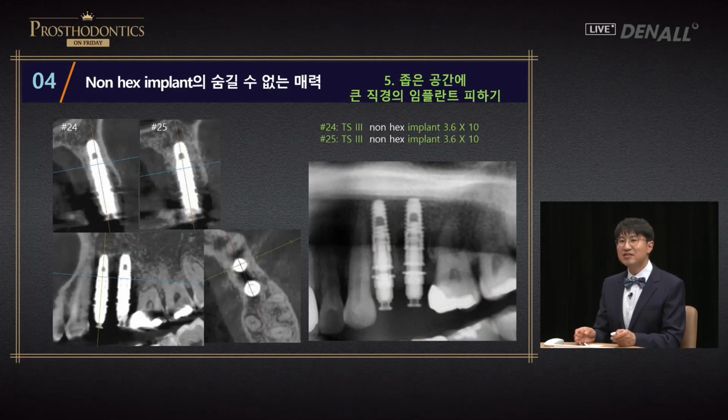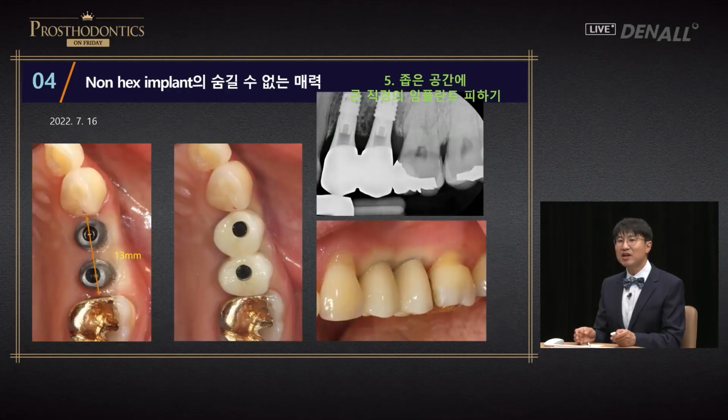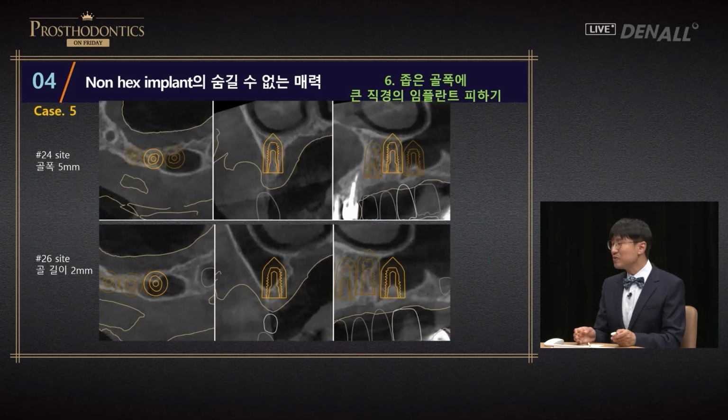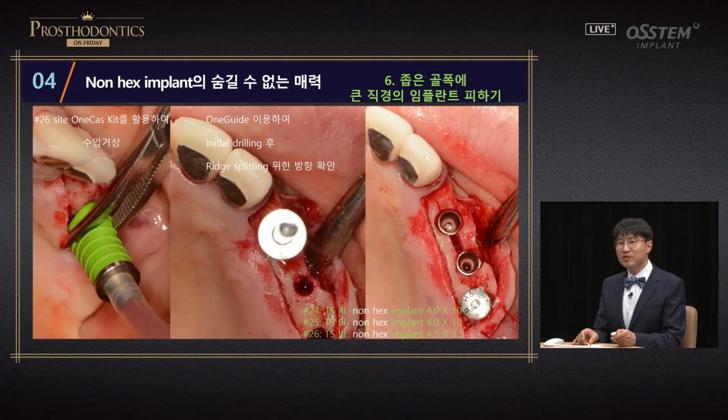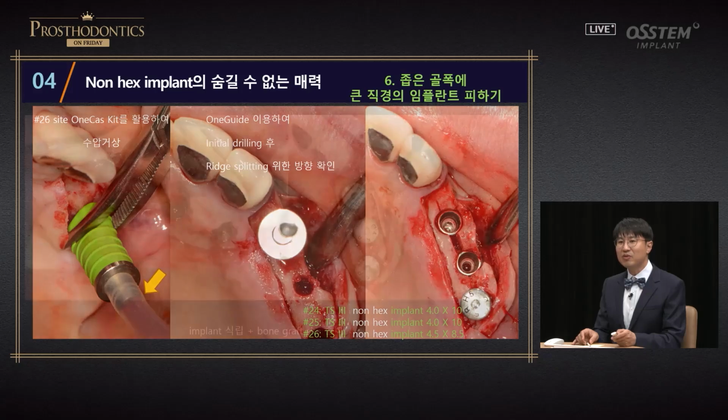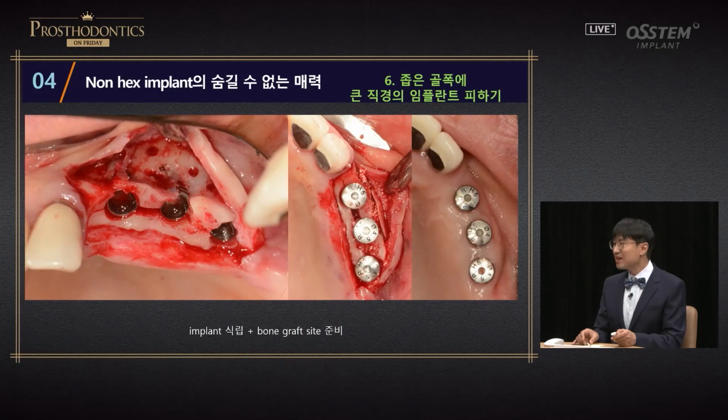This is a similar case. A 3.0 diameter non-hex implant was placed in a more biologically friendly manner in tight space. I think being able to reduce the size of implant diameter is very good in the case of tight spaces. You can see that the surgical site is very tight and a guide was used. Hydrolift was used to sinus lift the posterior area. Ridge splitting was attempted and implant was placed.